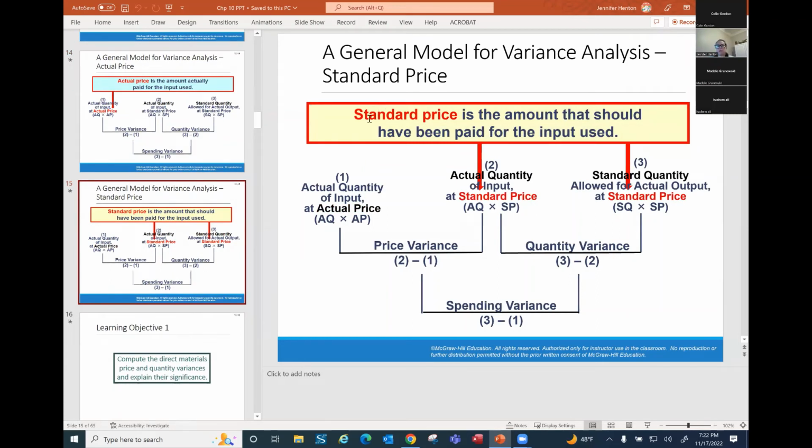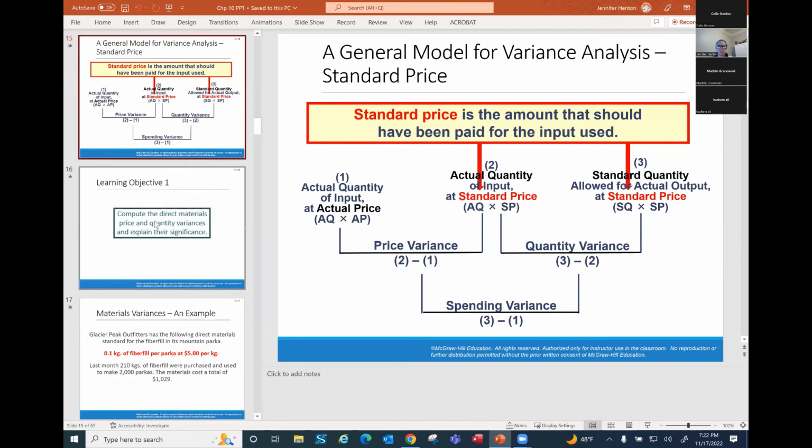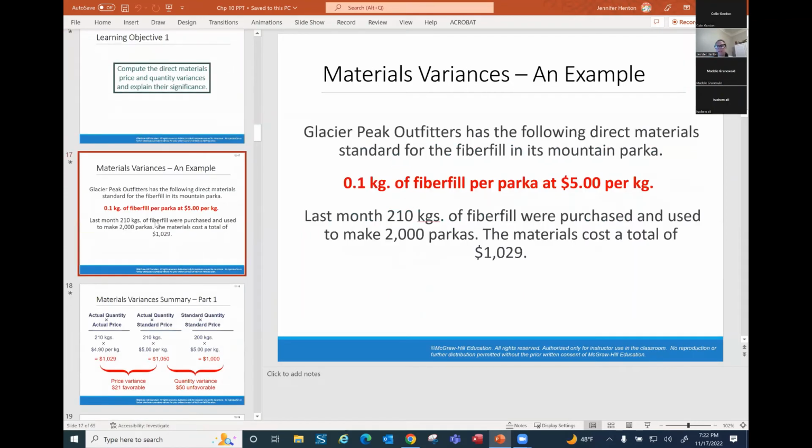All right, so let's see, the standard price. Remember, the standard is like the estimate. So our standard price is the amount that should have been paid for the input used. That's not the actual. So remember, standard is like the estimate and actual is the actual. All right, so let's look at the example.